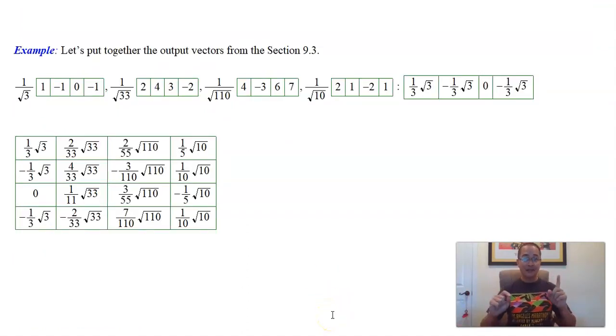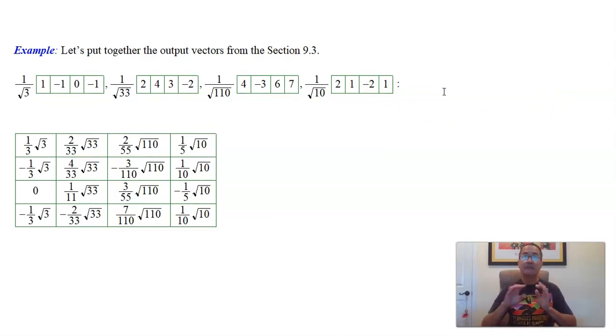All right, so what that means is we can recycle our work from 9.3 once again, just like how we recycled it in 9.4. Remember, these were the 4 output vectors to the Gram Schmidt algorithm. Okay, so these are supposed to be orthogonal vectors to each other, and they are also unit vectors. So I've taken the liberty of putting them into columns. Okay, why do they look different?